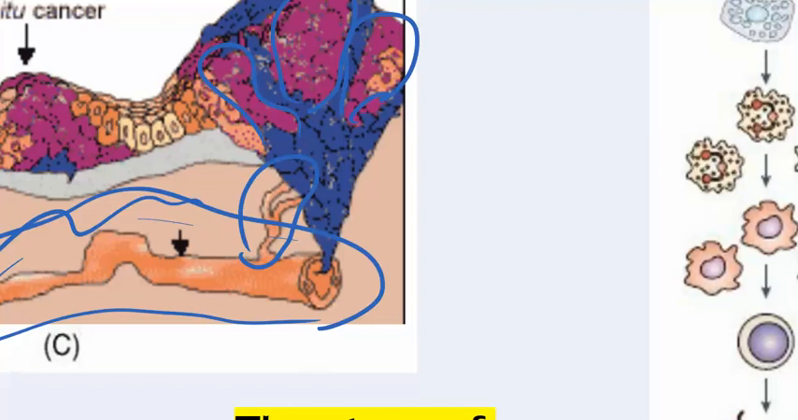So you break through the basement membrane, you invade other tissues, maybe the fibroblasts, then you get into the blood vessel. From the blood vessel, you can move around the body, and then you can go to a different location.